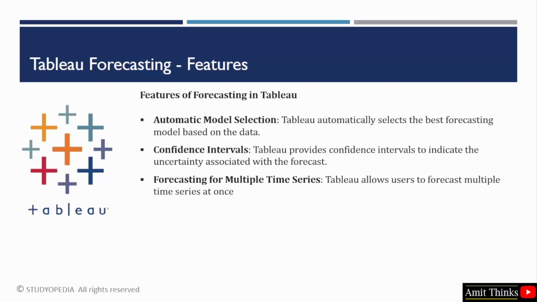Consider a confidence interval as a range of values that is likely to contain the true value of the forecasted data point. It gives an estimate of the uncertainty or variability around the forecast. With that, you can forecast multiple time series at once. This means generating forecasts for several related data sets simultaneously. This is useful in scenarios where you need to predict outcomes for multiple categories, products, regions, etc.